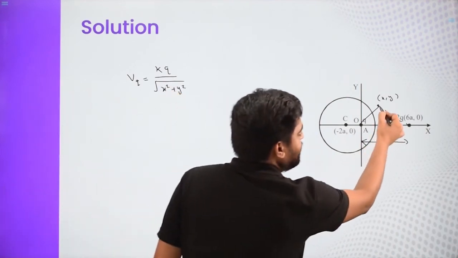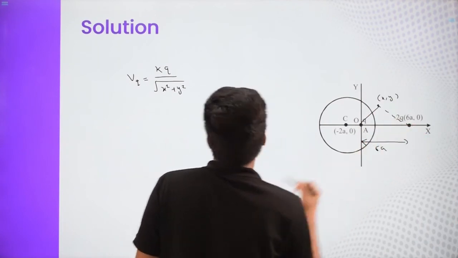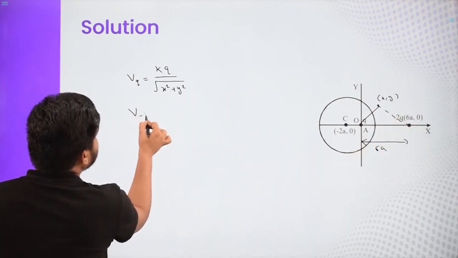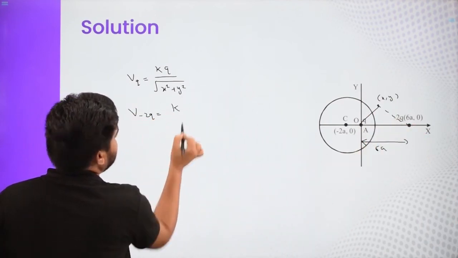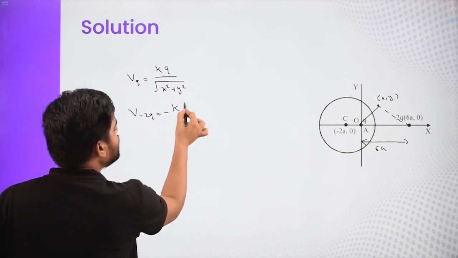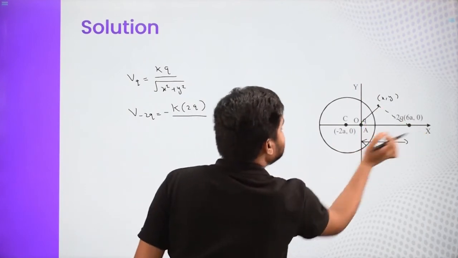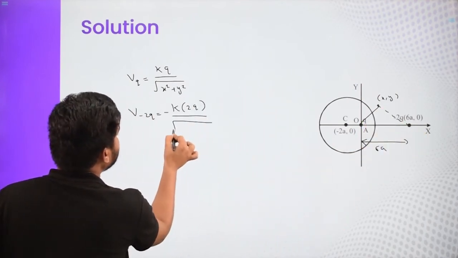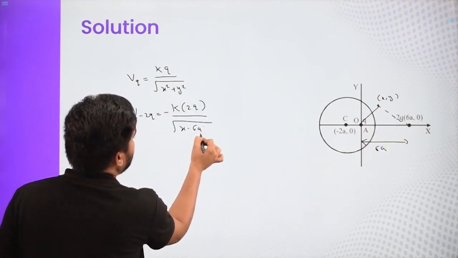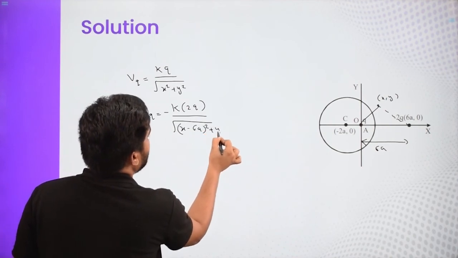What about the potential due to this particular charge minus 2q? Potential due to minus 2q is k times minus 2q by r square. What is the distance between this charge and this point? I am using the distance formula. So it is root over (x minus 6a) square plus y square.